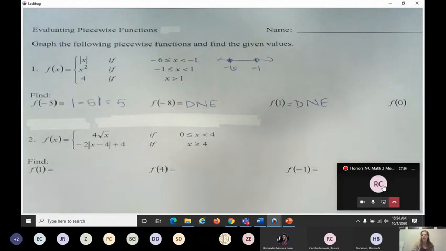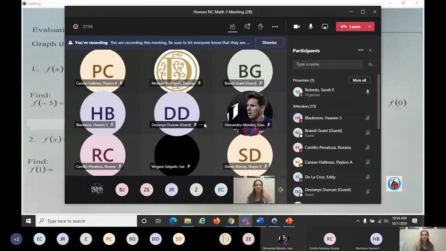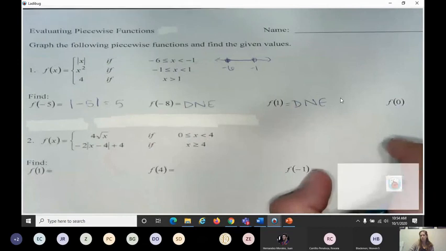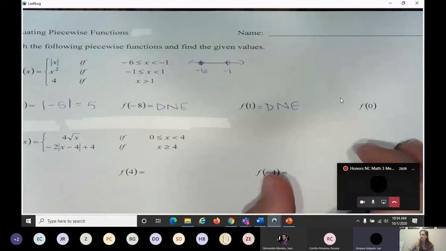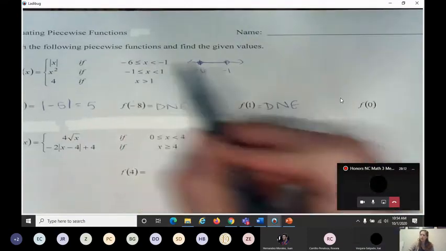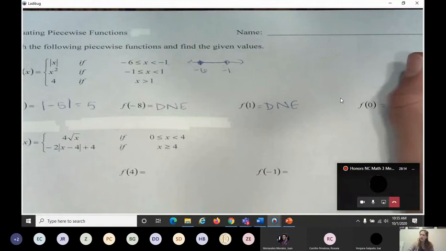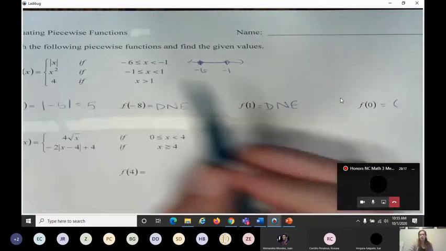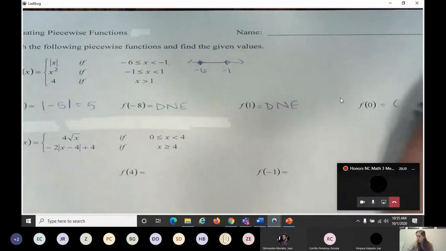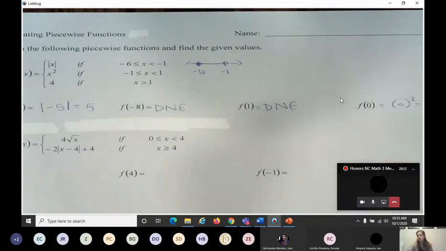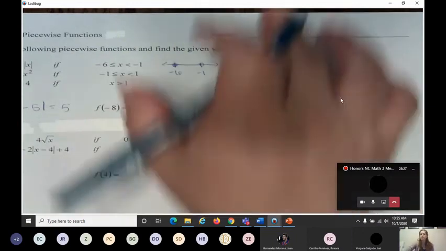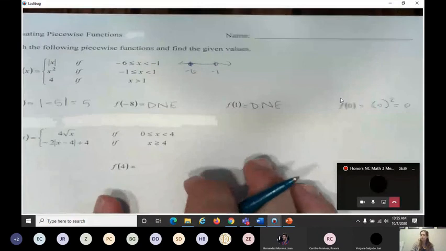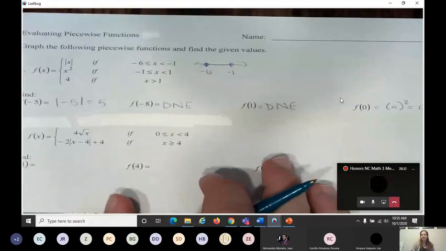Thank you, Roxy. The very last one is f of 0, and this one is not a trick question. Asai, can you answer? It's the second one. Yes, f of 0 is between -1 and 1, so I'm going to stick it inside this function. What would that look like? 0 squared. Yeah, I'm taking 0 and squaring it. What do I get? 0. Perfect. So these are the solutions to each of the things they asked you to evaluate.